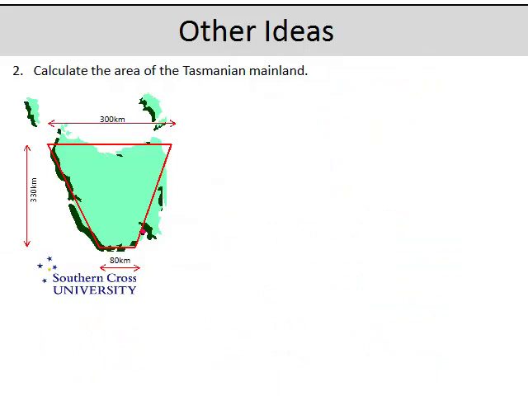Okay, another idea. We want to calculate the area of the Tasmanian mainland. Now, I don't have a scale to this map, so I've just taken direct measurements, and I've made this strange shape here. You'll notice that along any side there's some sea on one side of the line, and on the other there's some land. But generally speaking, that's the shape. And you'll notice that that's a trapezium.